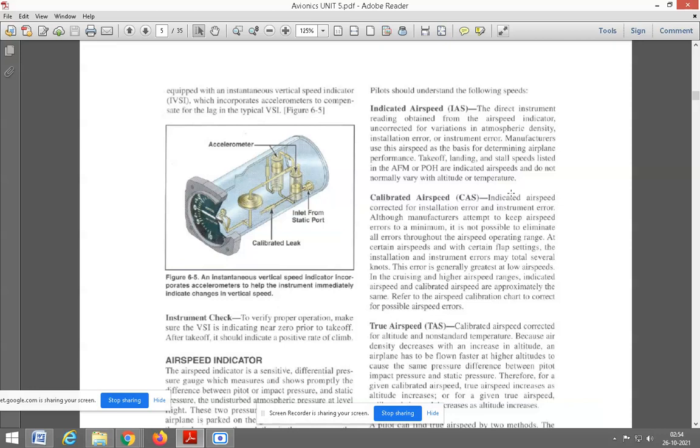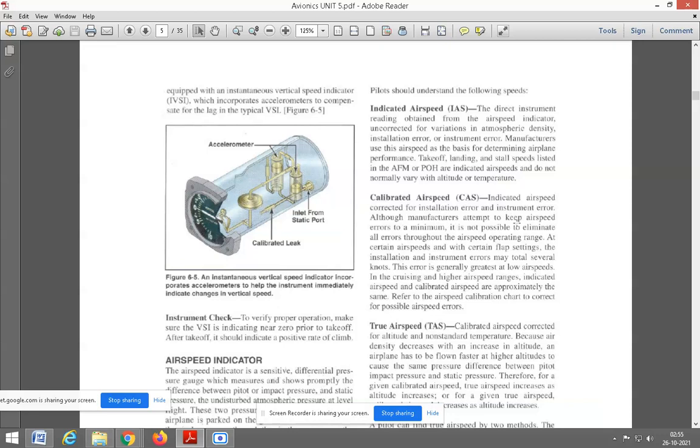Okay, then calibrated airspeed. So calibrated airspeed is indicated airspeed corrected for installation error and instrumentation error. Here, what will the airspeed indicator do? It is uncorrected for variation in atmospheric density, installation error, instrument error. But here it will be giving corrected installation error and instrumentation error. In the airspeed indicator it will be giving uncorrected errors. Okay, but here the airspeed indicator will show you with corrected errors.